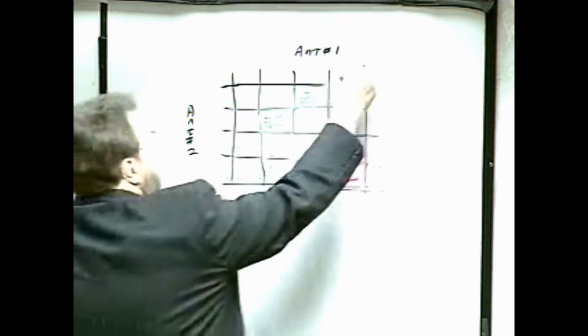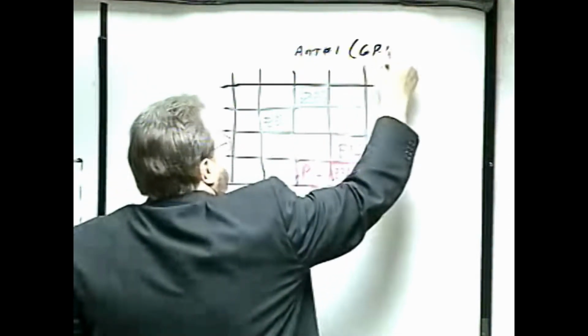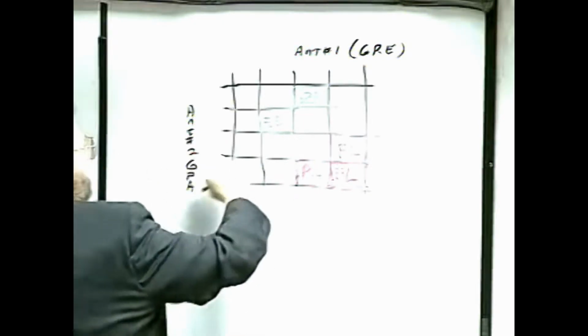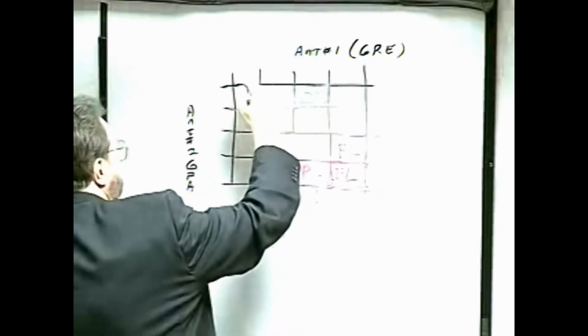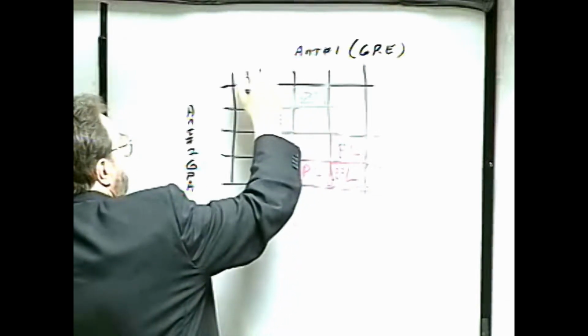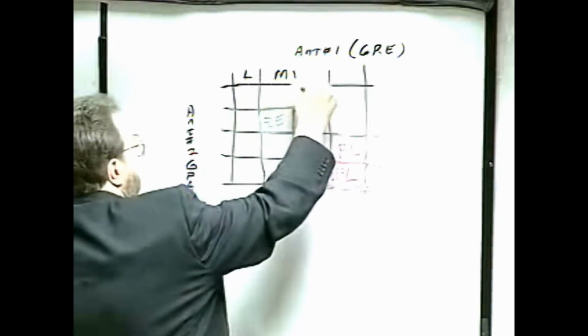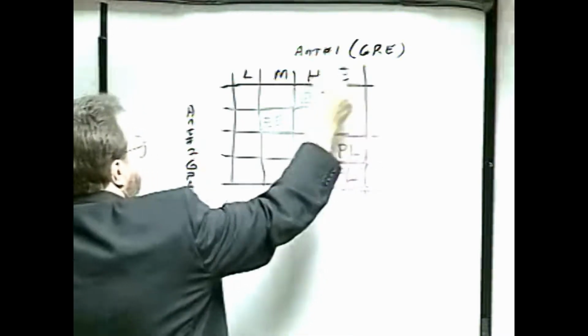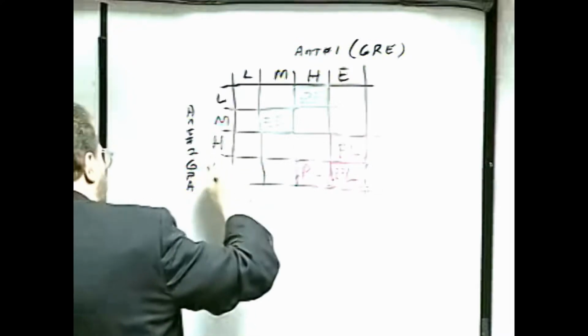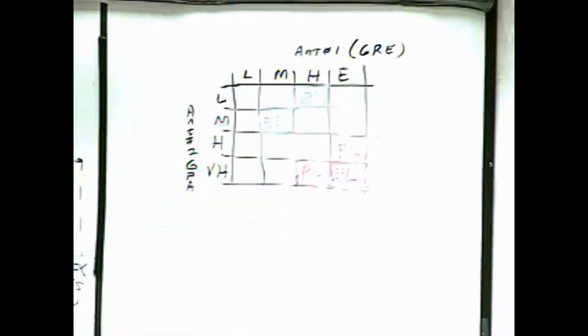Now let's call it GRE. And let's call this GPA. Okay. So we get these different antecedents, say, what do we say? Low, medium, high, excellent. Low, medium, high, very high. We don't have to have the same results for everything. In fact, the actual rule table doesn't have to be square. We just choose it to do that way.